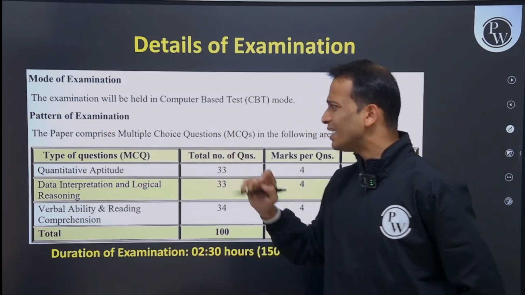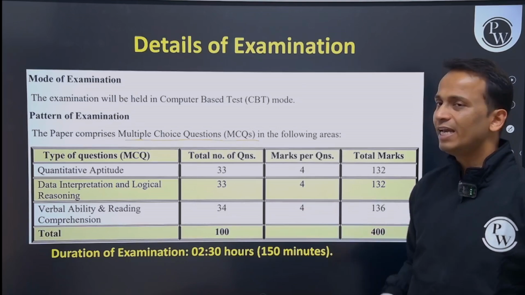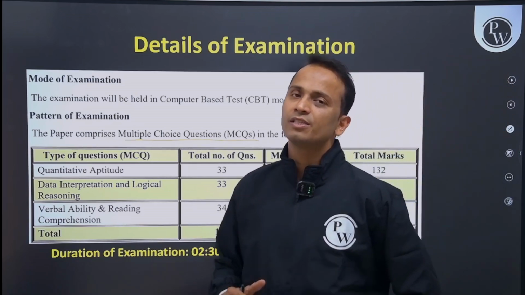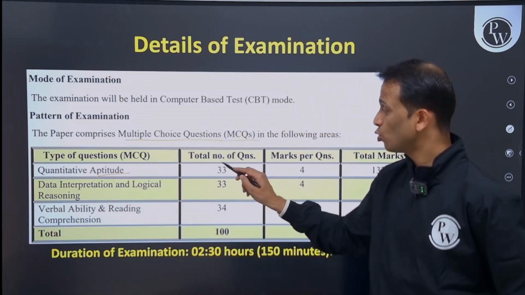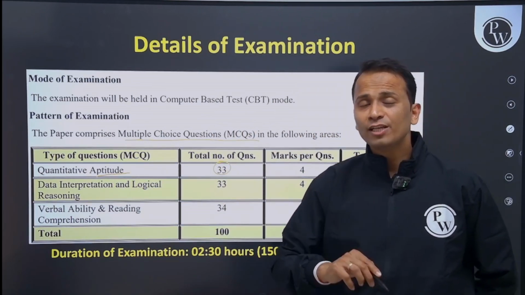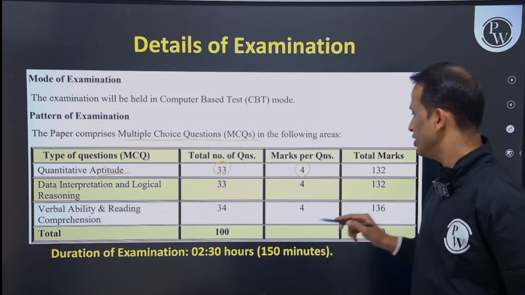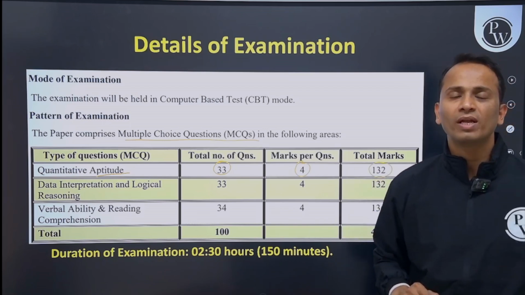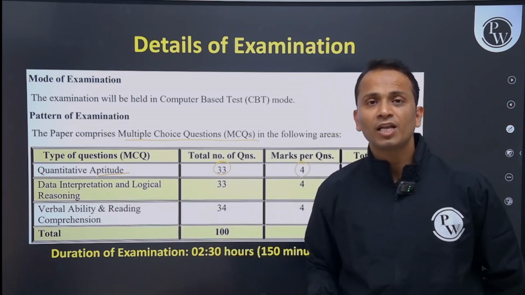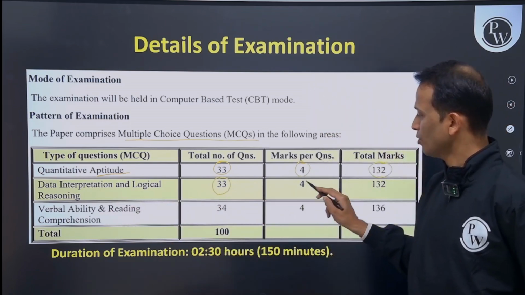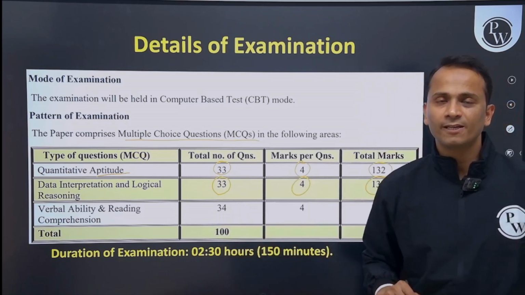Now talking about the pattern of the examination, the paper comprises multiple choice questions in the following areas. So the entire paper is divided into 3 sections. Section number 1 is quantitative aptitude, which will have a total of 33 questions. And the weightage of every question is going to be 4 marks. So the entire weightage of this section is 33 multiplied by 4, that is 132 marks. Followed by the second section, which will comprise data interpretation and logical reasoning, having 33 questions of the same weightage, every question of 4 marks, and the total weightage of the section will be 132.